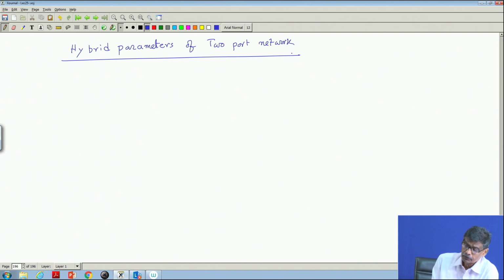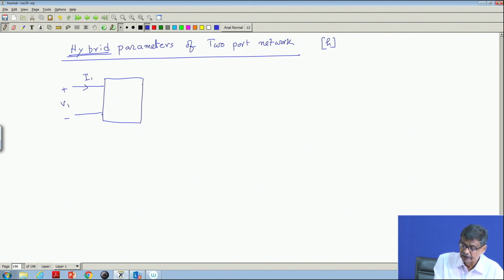Is it? So, here what is done is these hybrid parameters of this two-port network are denoted by H matrix. Now, what is it? It also relates, suppose a two-port network is there like this, and here is your same convention V 1, I 1 and V 2, I 2.